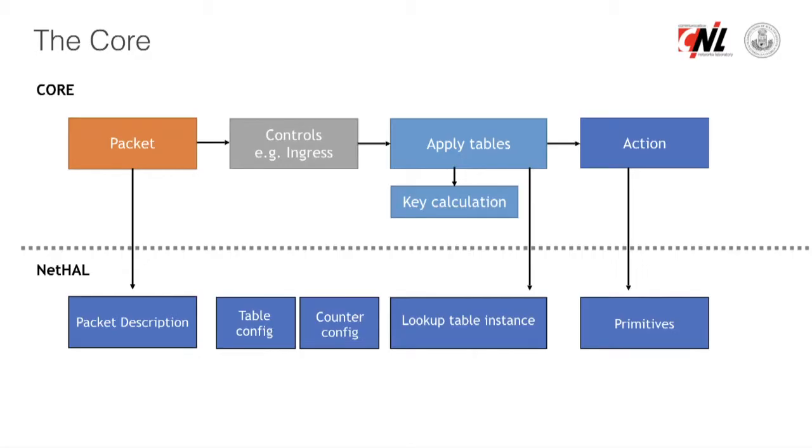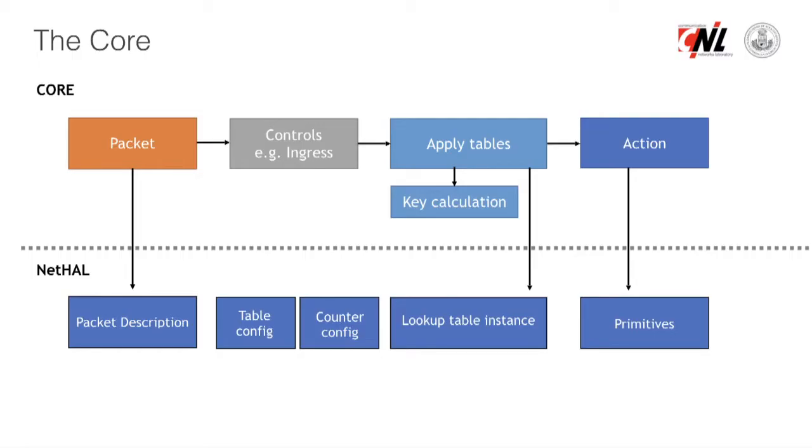The key concept of TAPAS and the separation of the core and the network hardware abstraction library can be seen in this figure. What you can see here is that in the core we have a representation of the packet. We can describe and implement the controls, including ingress and egress control. We can apply tables and do key calculations. And of course, we can implement the actions. However, the packet representation, the packet descriptor, is coming from the network hardware abstraction library, since the packet representation should be different in the different architectures.